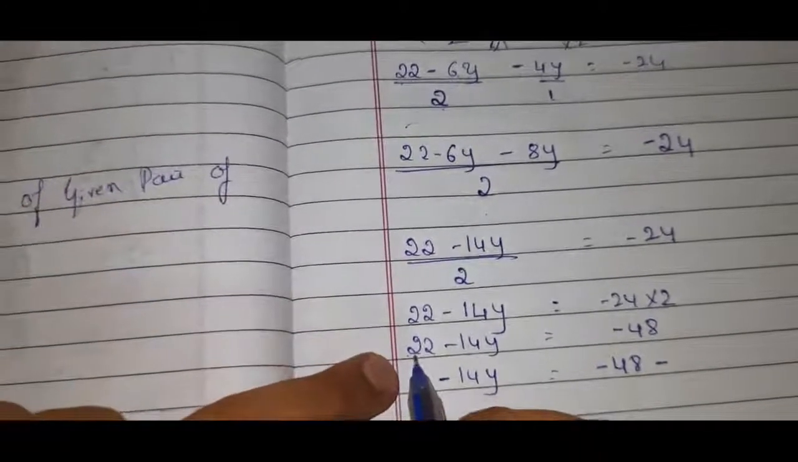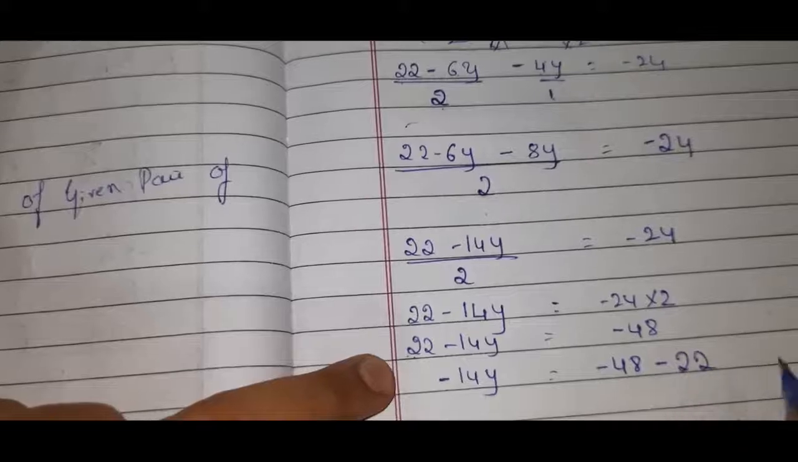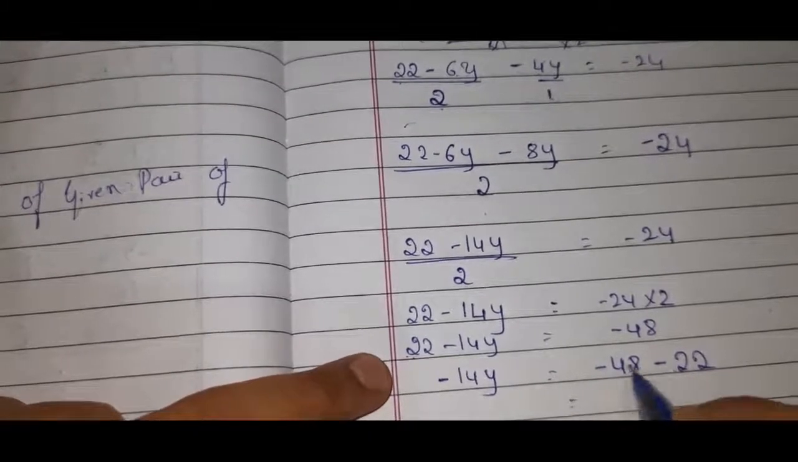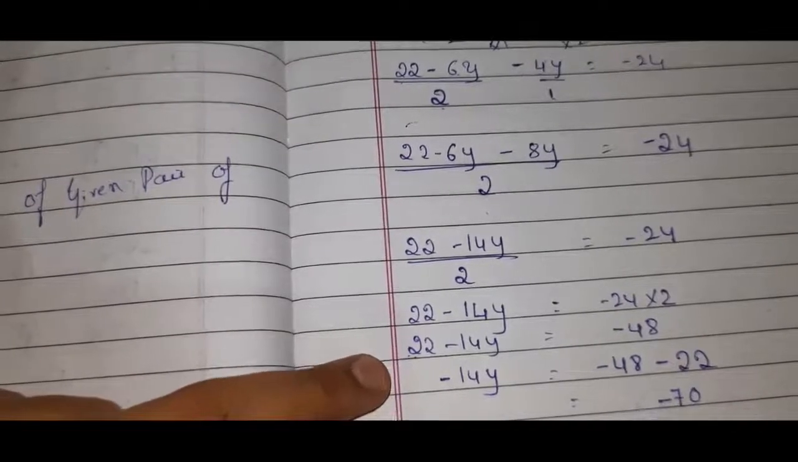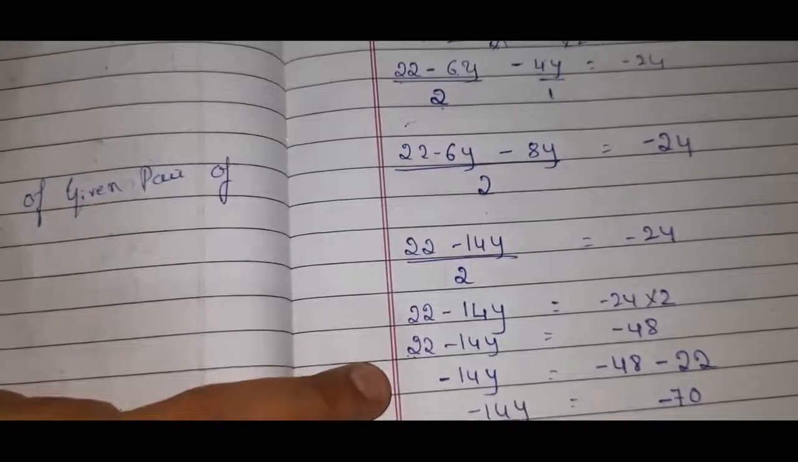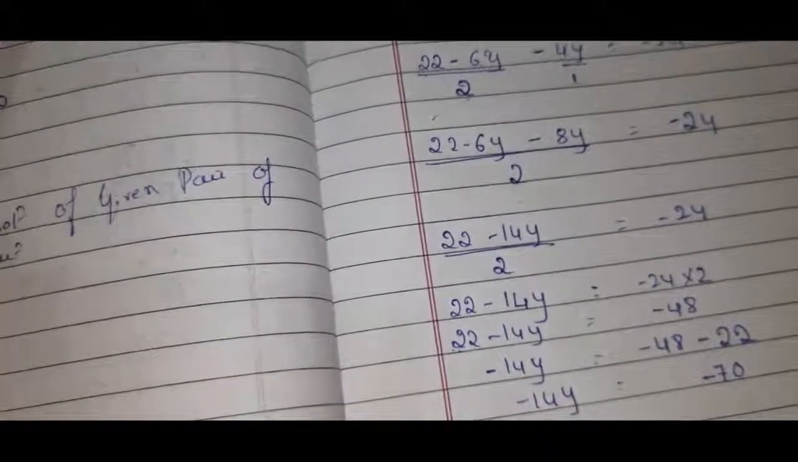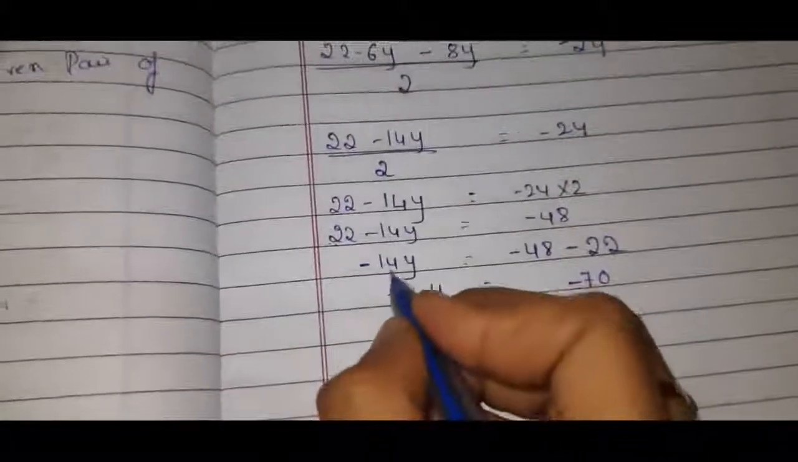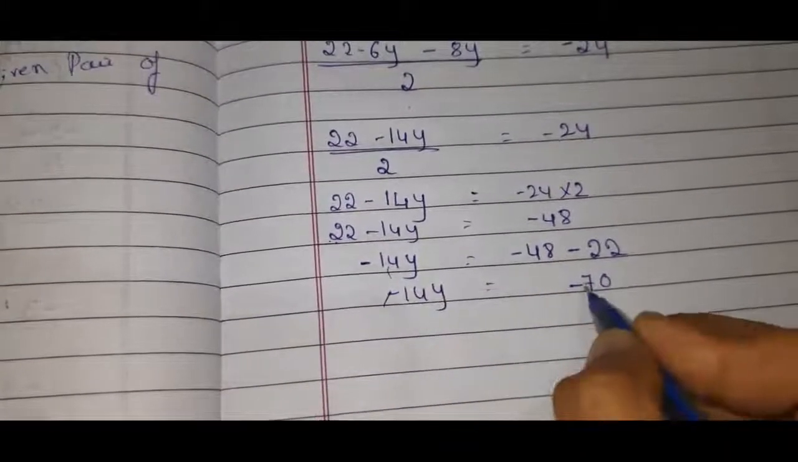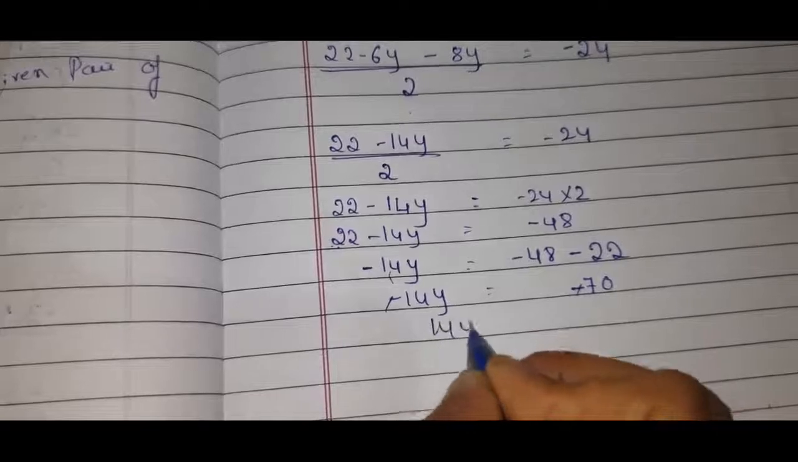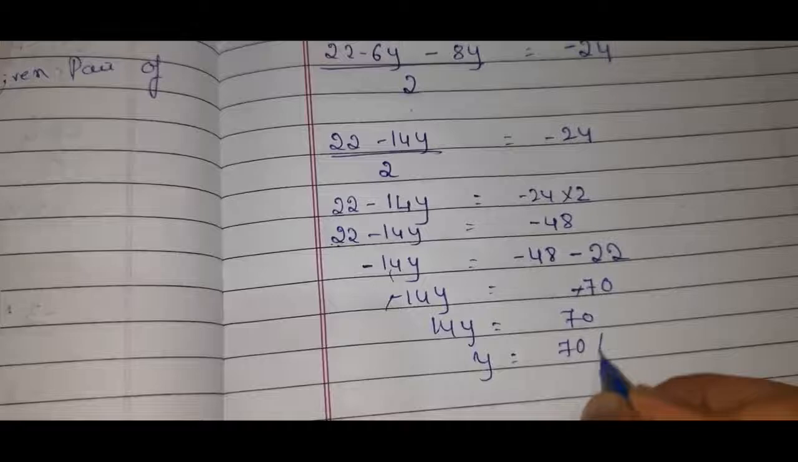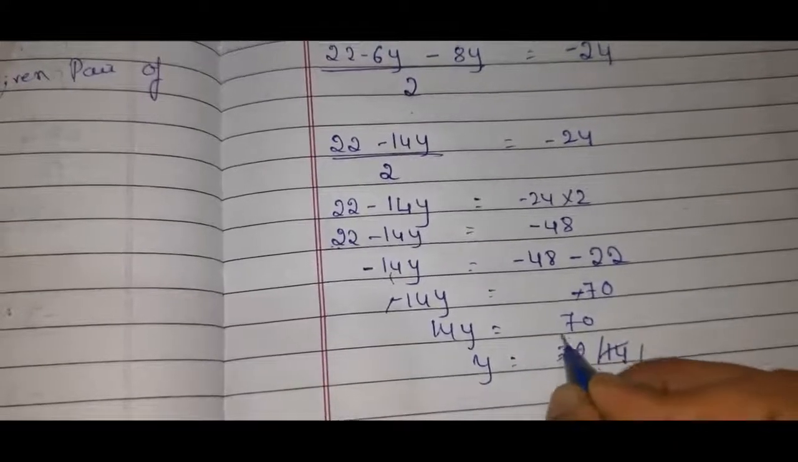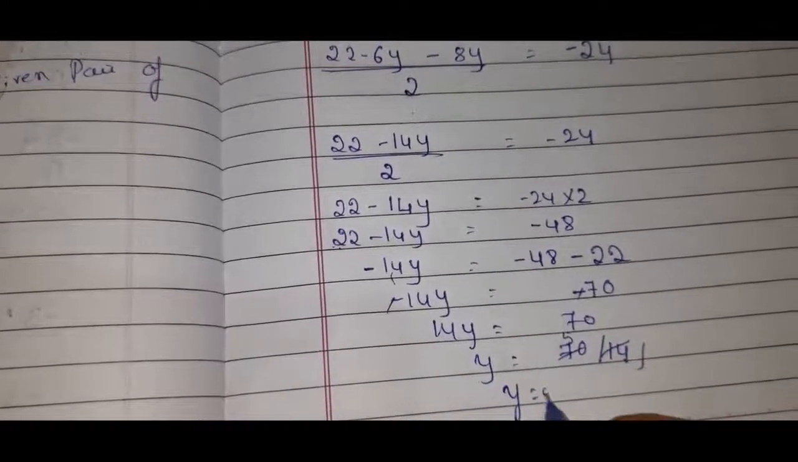Next, minus 14y equals minus 48. When 22 is sent to the RHS part, it gets minus 22. That is minus 48 minus 22, that is minus 70. Minus 14y equals minus 70. Here minus minus cancel, what is left? 14y equals 70. y equals 70 divided by 14. 14 ones are 14, 14 fives are 70. y is equal to what here?